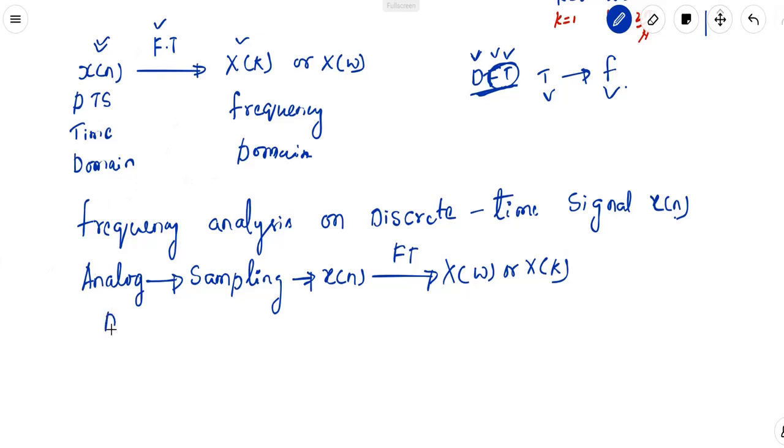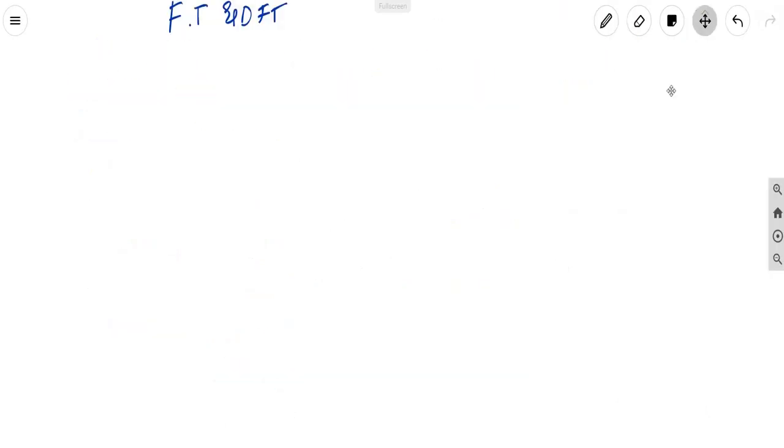So this DFT is a powerful tool. It is powerful for frequency analysis on your discrete signal. So what we are doing here, we are establishing a relation between a sampled Fourier signal and DFT. Let us consider a periodic signal x of n. Now for this x of n, we will take a Fourier transform.